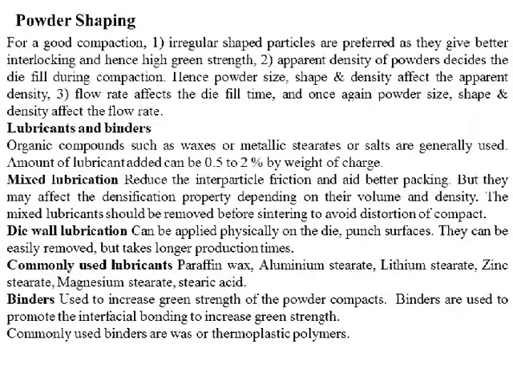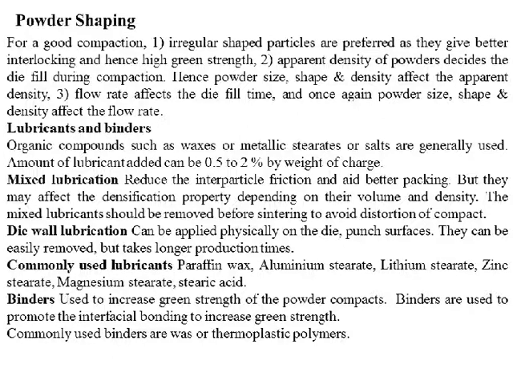Therefore these mixed lubricants should be removed before sintering to avoid distortion of the compact. As we know, sintering is a process which is carried out after compacting. The second method of lubrication is die wall lubrication, wherein the lubricant is applied physically on the die and the punch surfaces, so it can be easily removed.